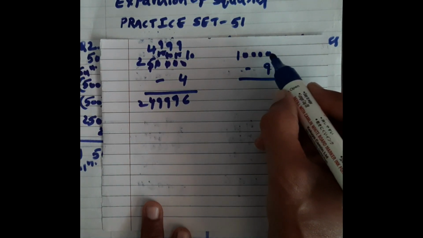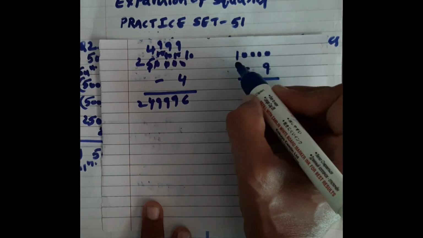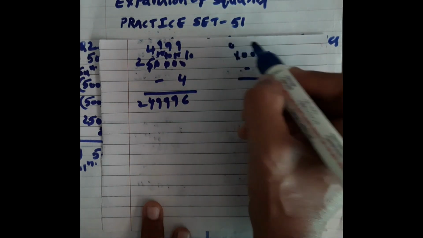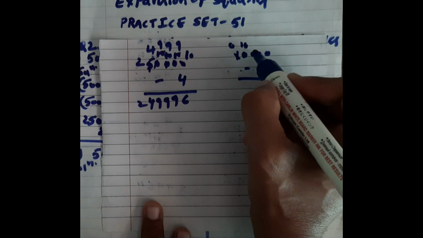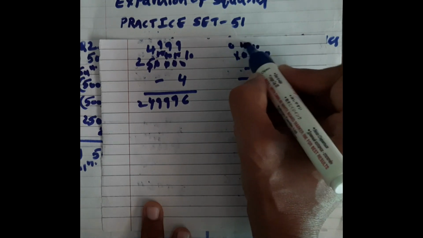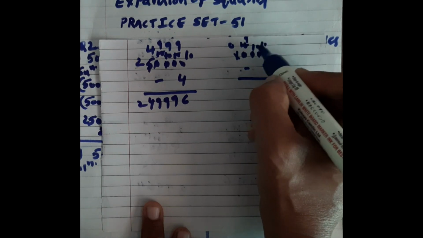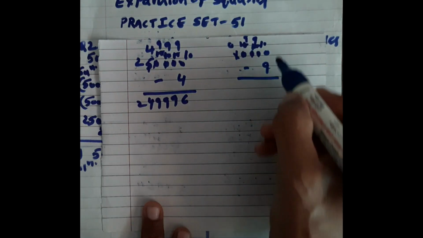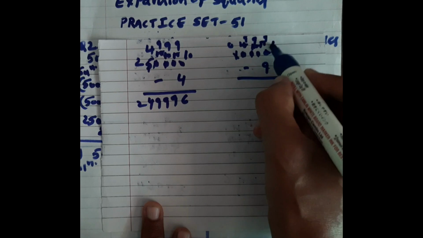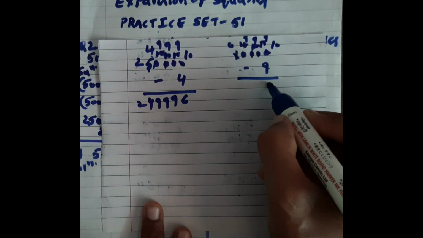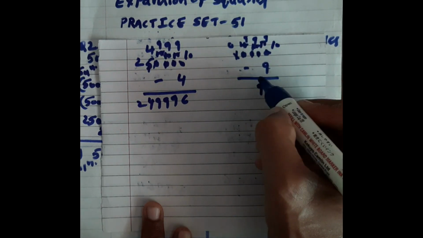Again here 0, 9 we can't subtract. So 1 we will take from here. It becomes 0. It becomes 10. That time it becomes 9. It becomes 10. It becomes 9. Again it becomes 9. It becomes 10. 10 minus 9, 1.